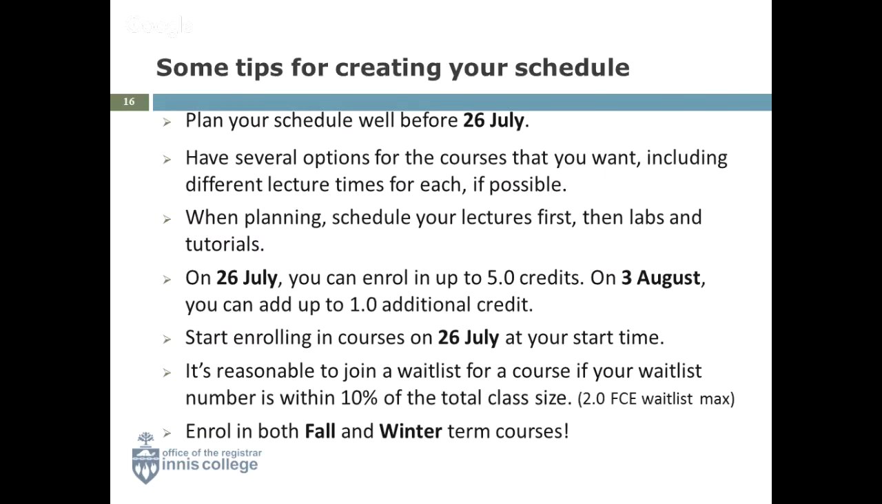What haven't we covered here? Enroll in both your fall and your winter term courses all at once on July 26th. Note that some courses go the full academic year. So Math 137, for example, is a Y course, a full credit course. That'll be the same time, same day for the whole year.